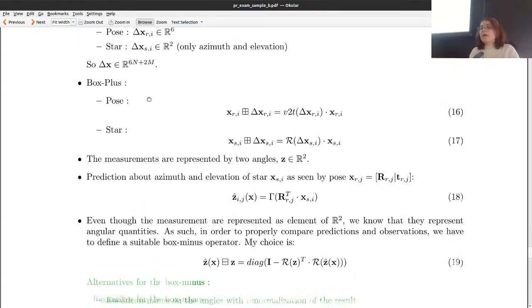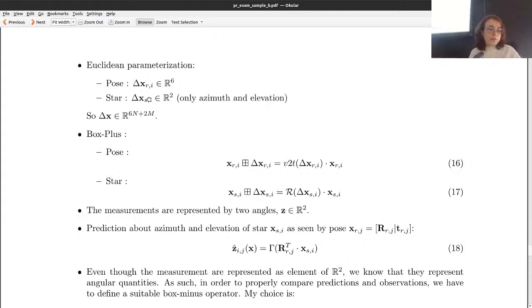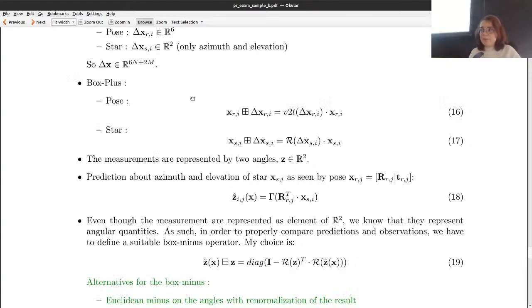Now, once we have defined the Euclidean parametrization, we need to talk about the box plus operator. Of course, the box plus operator for the SE3 manifold is the one that you know very well. It's v2t. But as far as the star is concerned, we can imagine as a possible box plus operator to build a rotation matrix out of the azimuth and elevation angles of the Euclidean perturbation.